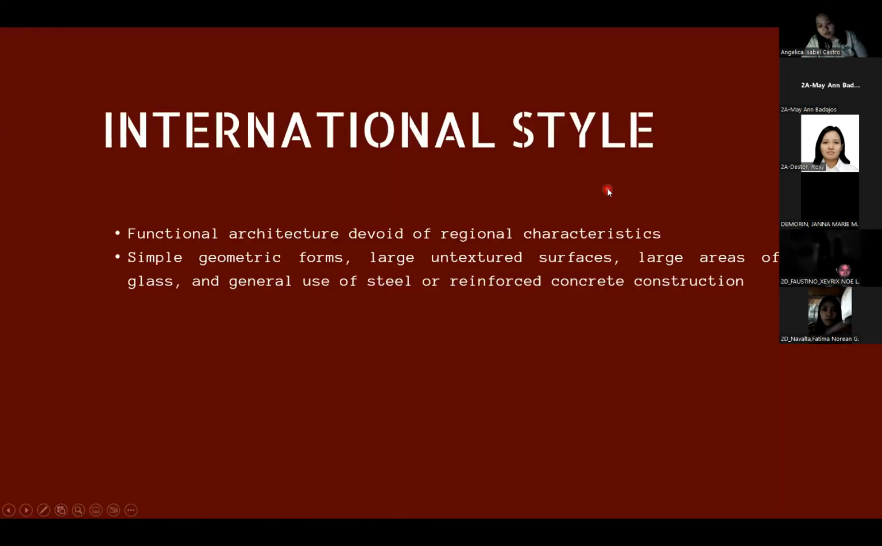Next is the international style. Someone wants to say something on the chat. John Rodney, John Amor, Aubrey, ang haba. Mamaya ko na babasahin yung mga chat nyo, guys. Hindi naman siya important. Kung hindi naman siya super important.